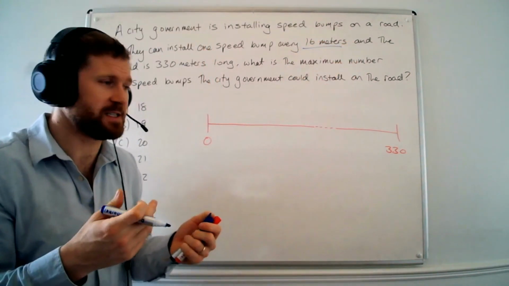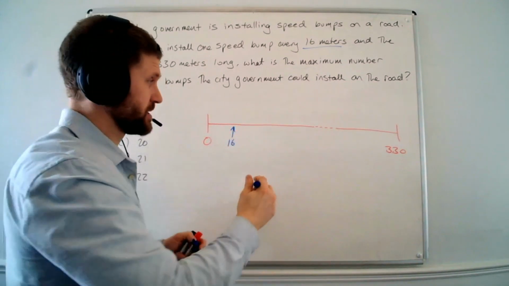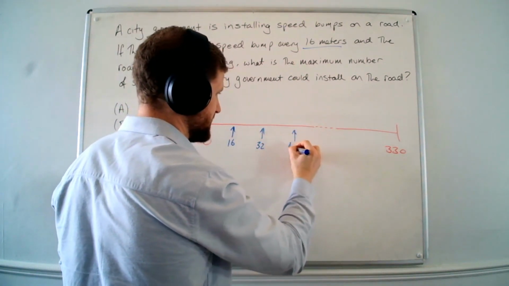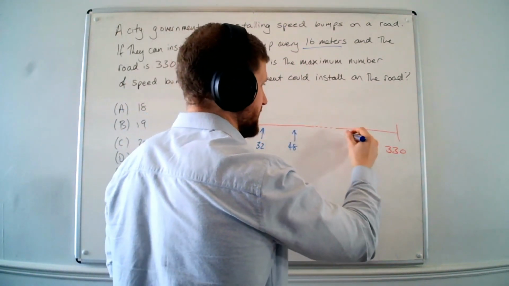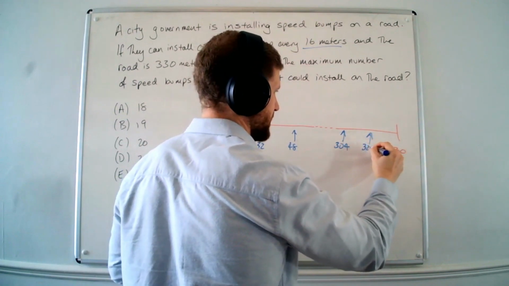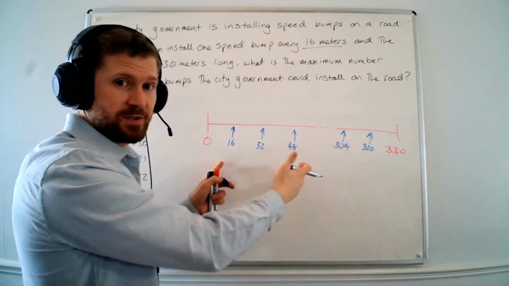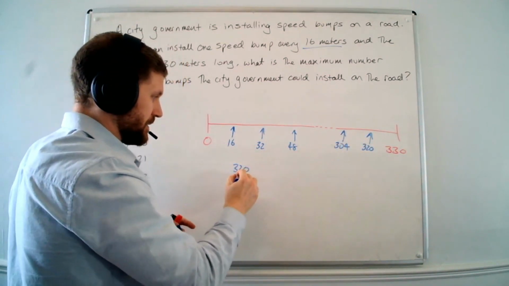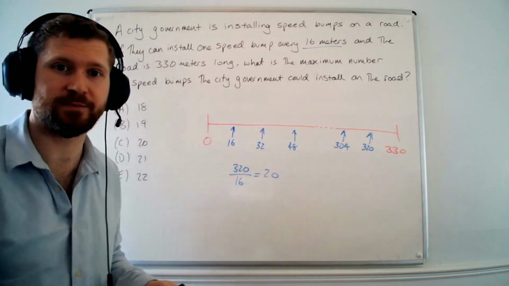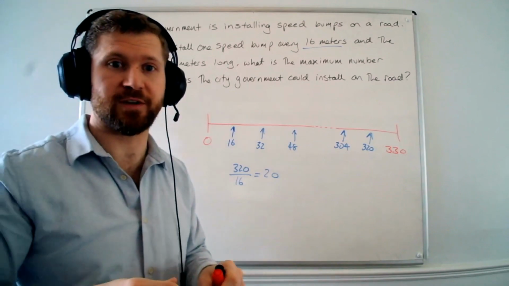So let's just use my 16 times table here. I could put a speed bump at 16 meters, and then the next one would go at 32, and the next one would go at 48, and so on and so on. And you could put one at 304 meters and one at 320. And what they do then is go, well, 320 meters, I'm going to put one in every 16 meters. That means I can get 20 speed bumps, and they'll just go, great, I'm done here. The answer is going to be C, and we're finished.